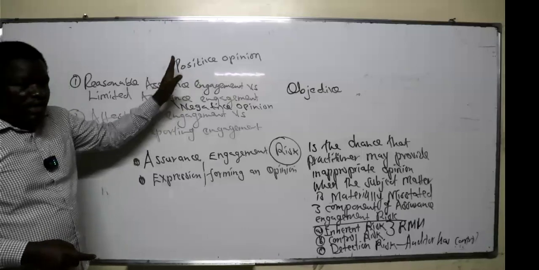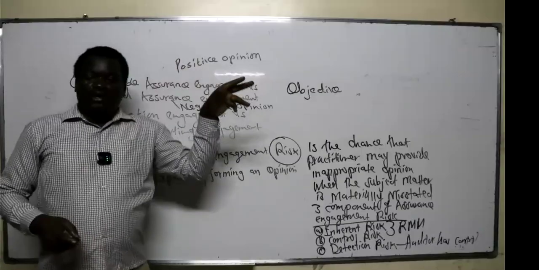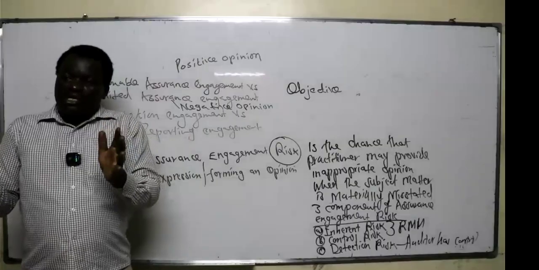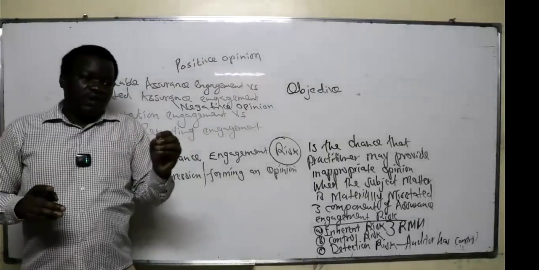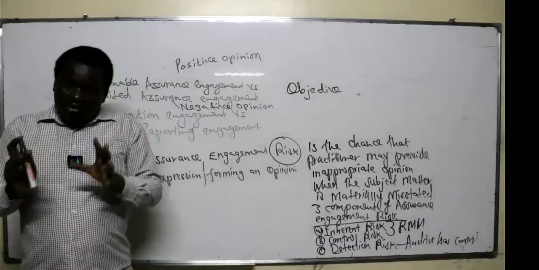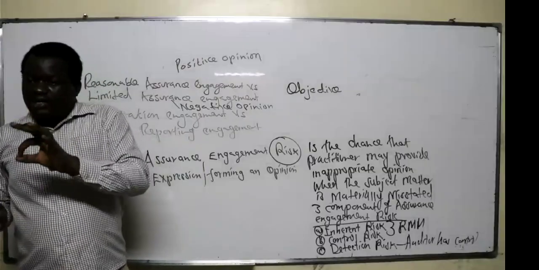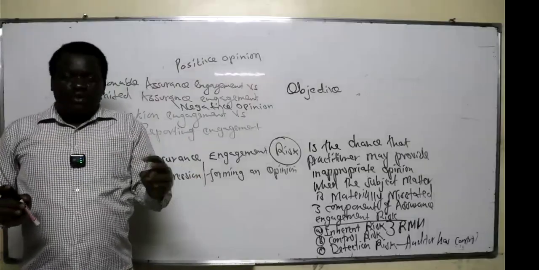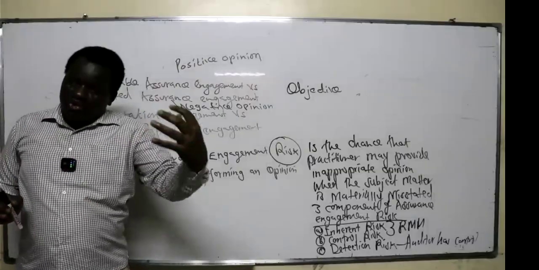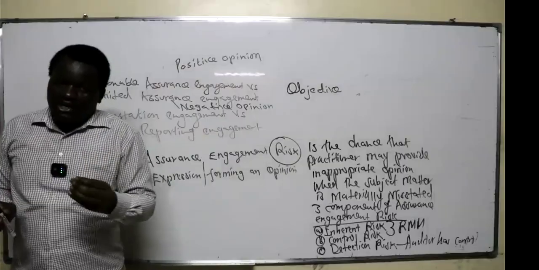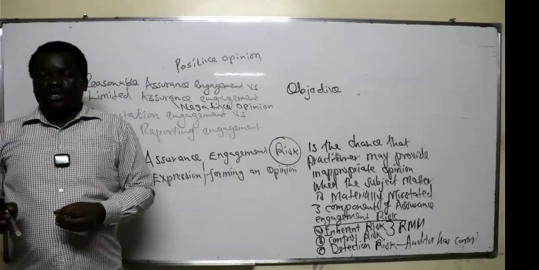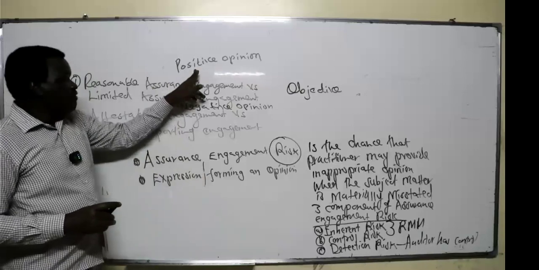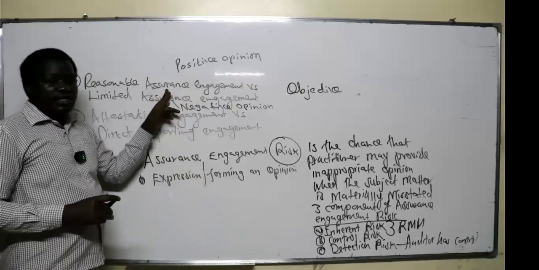So the standard wording for a positive opinion is that the person will say, in my opinion, the subject matter does reflect a true and fair view. Or in my opinion, the subject matter does not reflect a true and fair view. So that's about reflecting a true and fair view, or not reflecting a true and fair view. That's the wording in the report of the practitioner under any form of a reasonable assurance engagement.